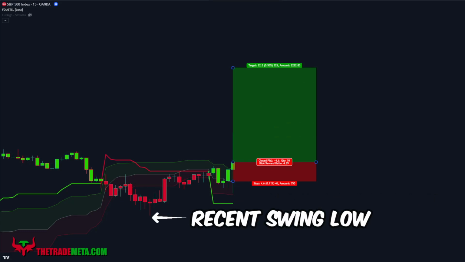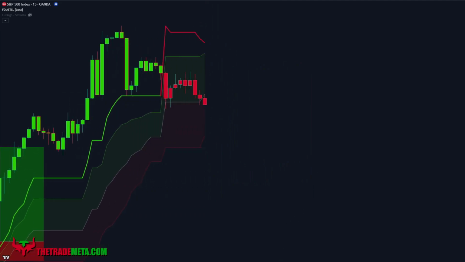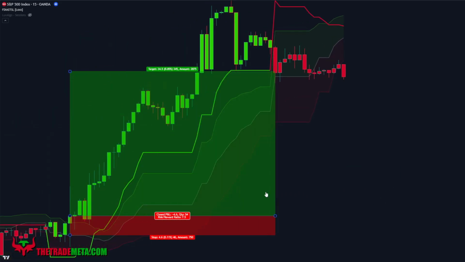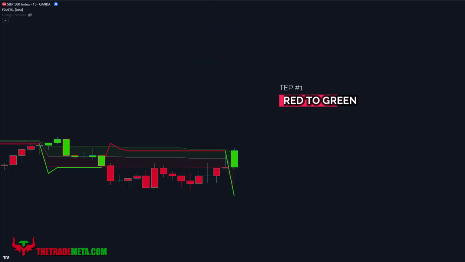And lastly, at the recent swing high or swing low. For example purposes, we're going to put our stop loss at the white line. As price moves in our direction, we want to trail our stop loss and take profit when price touches the green Supertrend line.